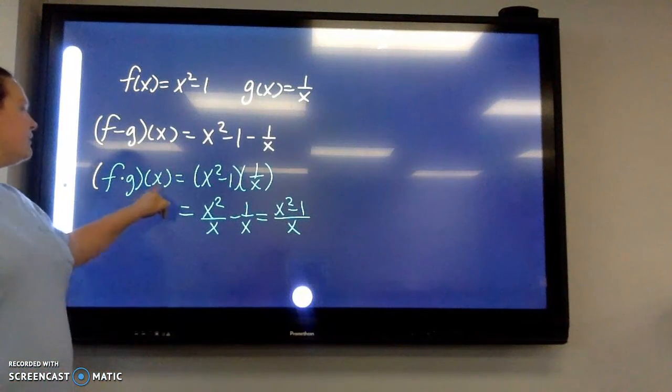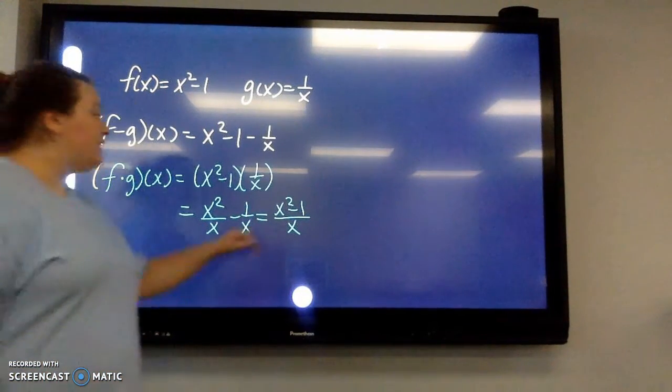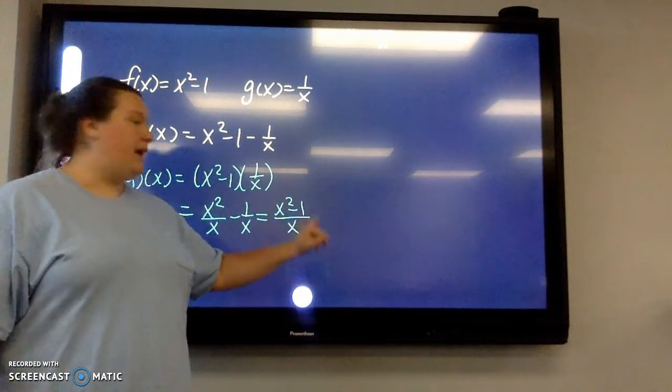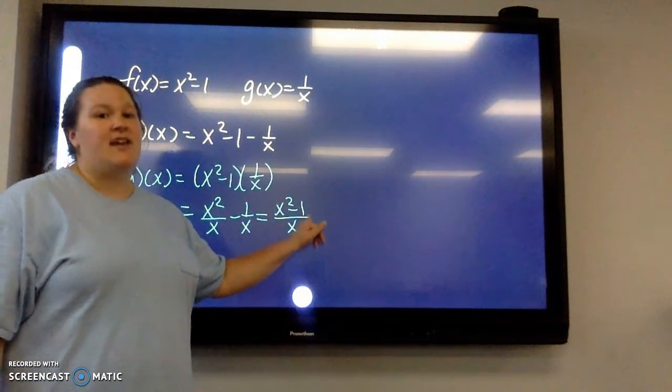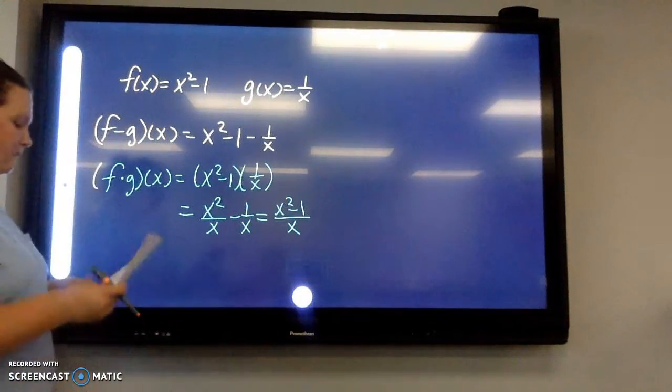Unless there's a number here, once we're simplified, we can't go any farther. I cannot pull out an x because I don't have an x in every single one of my terms. Okay, if there was an x here with the 1, then I could pull out an x. But because there's not, this is as far as I can go.